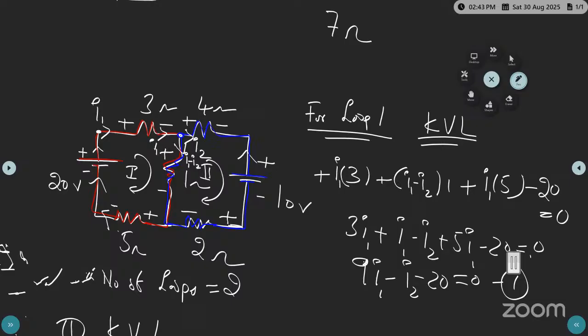So it is very, very important. If you are able to solve this mesh analysis, you are good enough to complete the first unit. Okay?